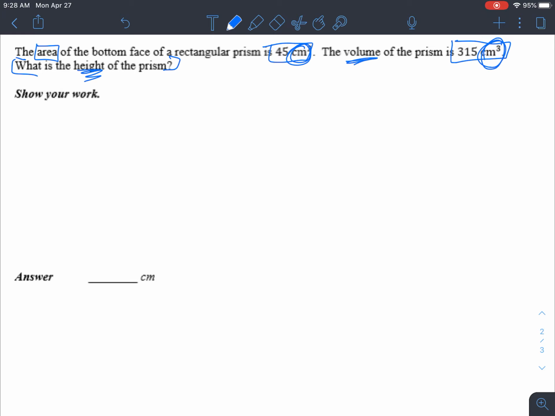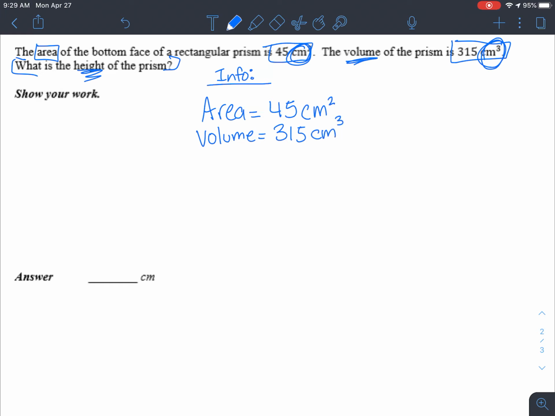All right, let's go ahead and make sure we have some notes on our paper. Area equals 45 square centimeters. The volume equals 315 cubic centimeters. Again, make sure that you're writing this on a piece of loose leaf or in your math notebook. Okay, so I definitely know that this problem is about volume and I'm looking for the height.